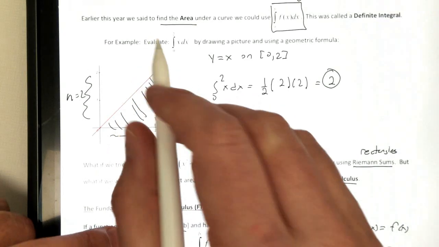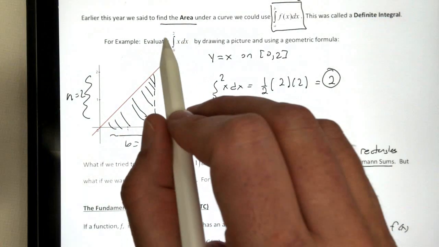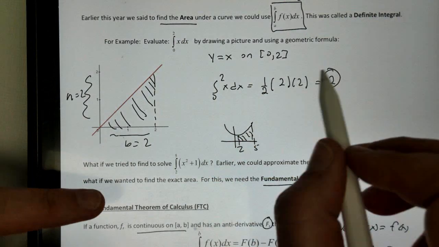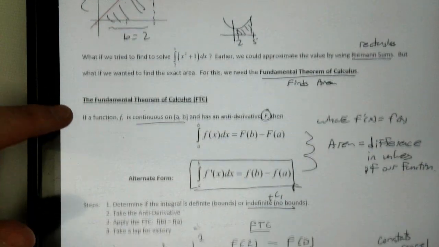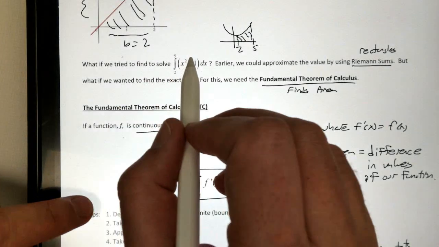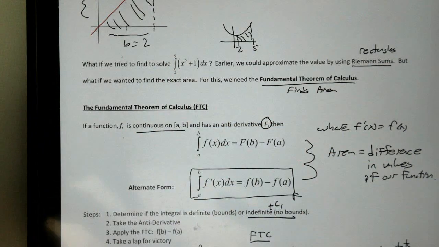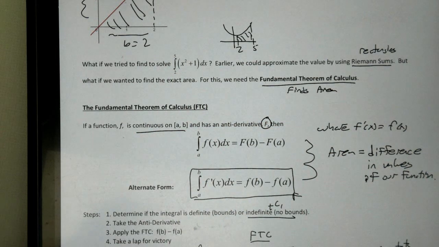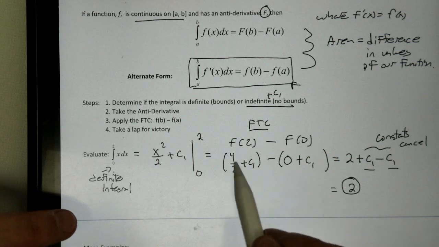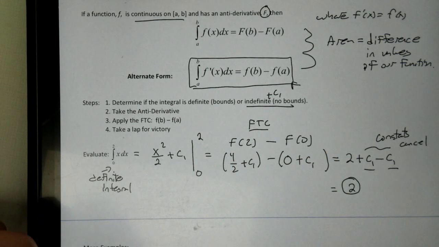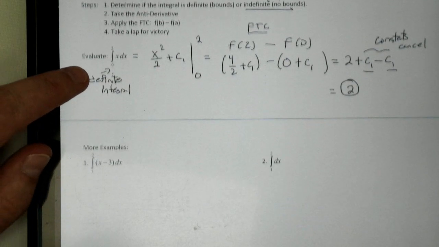Now, for a definite integral like x dx, I could use a geometric formula. What tends to happen is we get integrals like x squared plus 1, where we can't solve them and get the exact value. But notice we do get the exact same area using our FTC. So let's take a look at a few more examples.